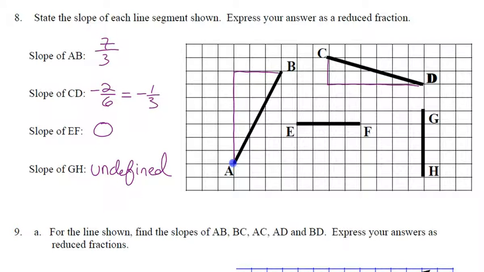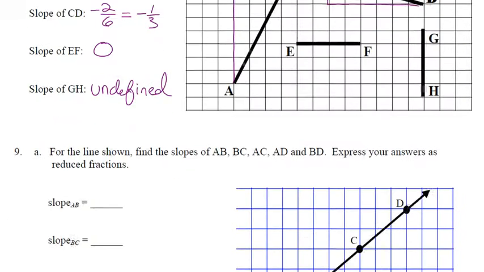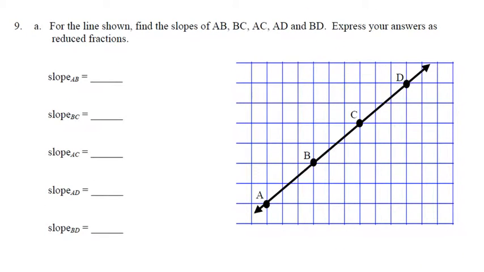For the lines shown, find the slopes of AB, BC, AC, and BD. Express your answers as reduced fractions. So what's the slope of AB? Okay, so let's start with 2 over 4. 1/2. Slope of BC? Okay, so we got 1, 2, 1, 2, 3. So the slope of AB was never 2 over 4, it's 2 over 3. Could have sworn somebody said 2 over 4. What's the slope of BC? 2 over 3.